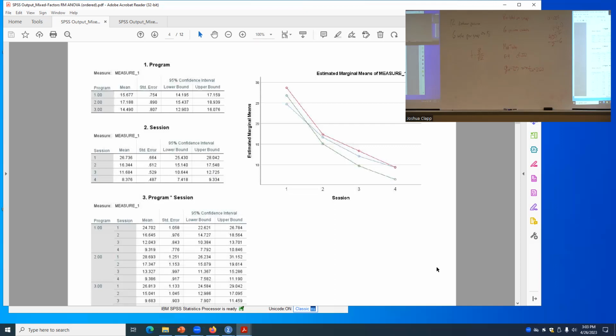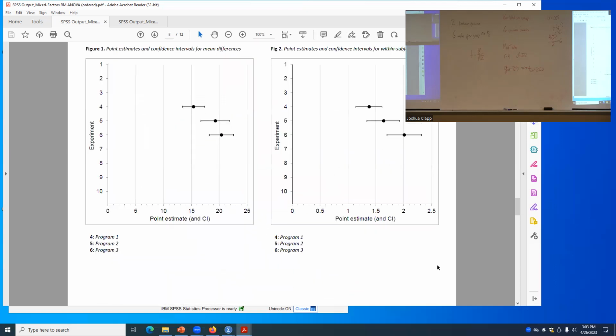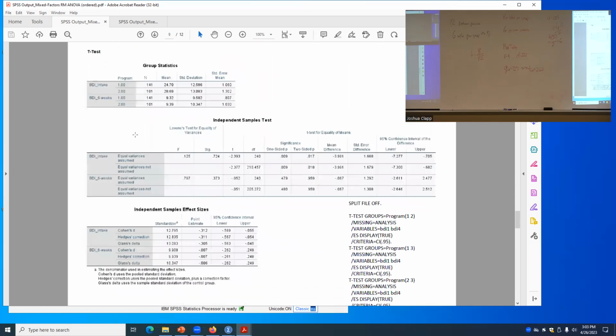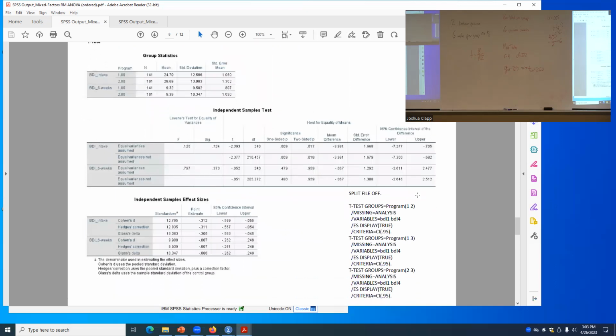Other questions? Okay, but this is pretty easy. Here, we're just looking at between group differences for this variable and this variable. It's not anything different than what you've done before. So here, down here you can see, I'm just running t-tests. I'm looking at 1 and 2, 1 and 3, 2 and 3.